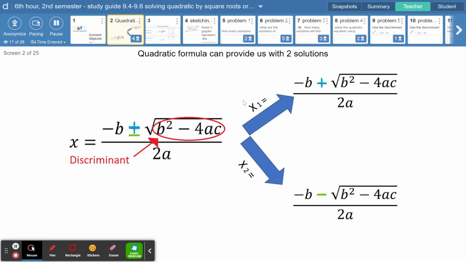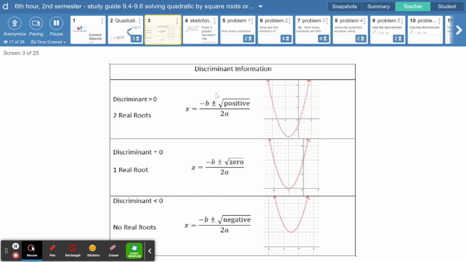version and the minus version. Here with these arrows, this is how we set it up. If there's two solutions, we do a plus square root of the discriminant all over 2a, and then the minus version. This just shows you, if you have a positive discriminant, 2 solutions, 0 discriminant, 1, and if you get a negative discriminant, it means it does not cross.